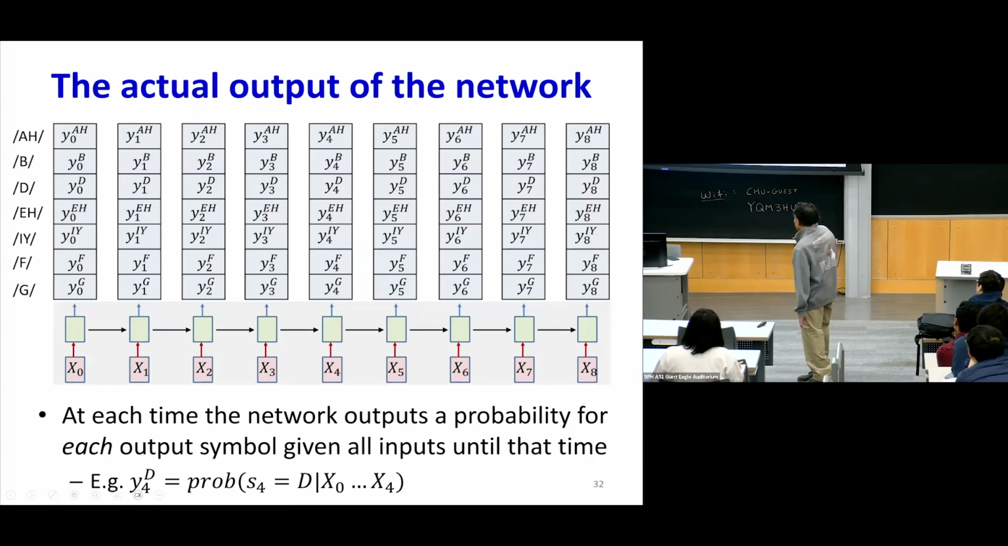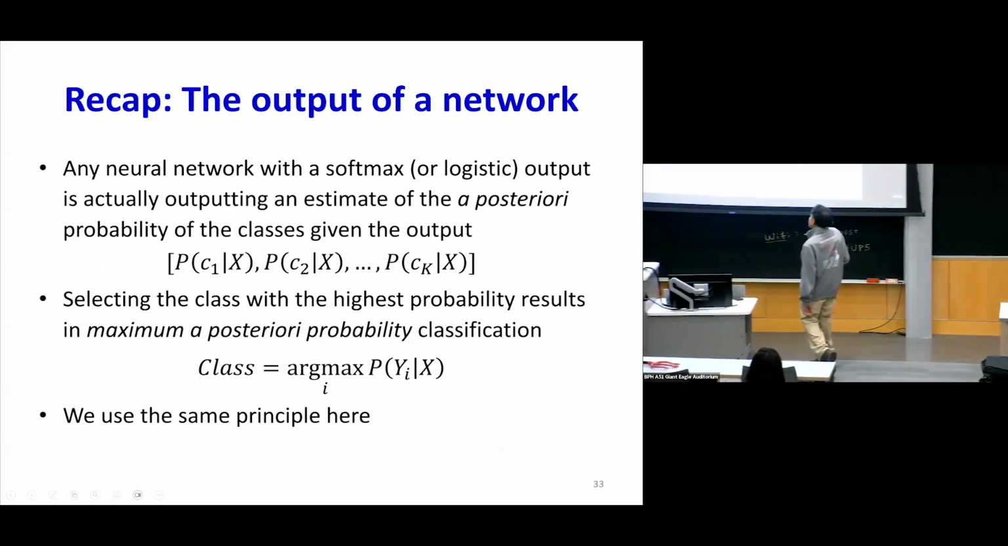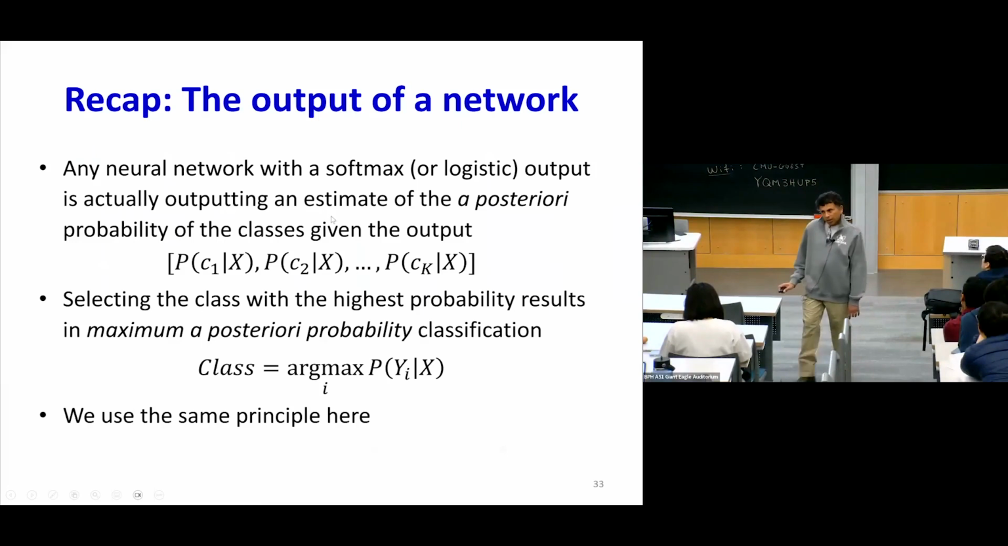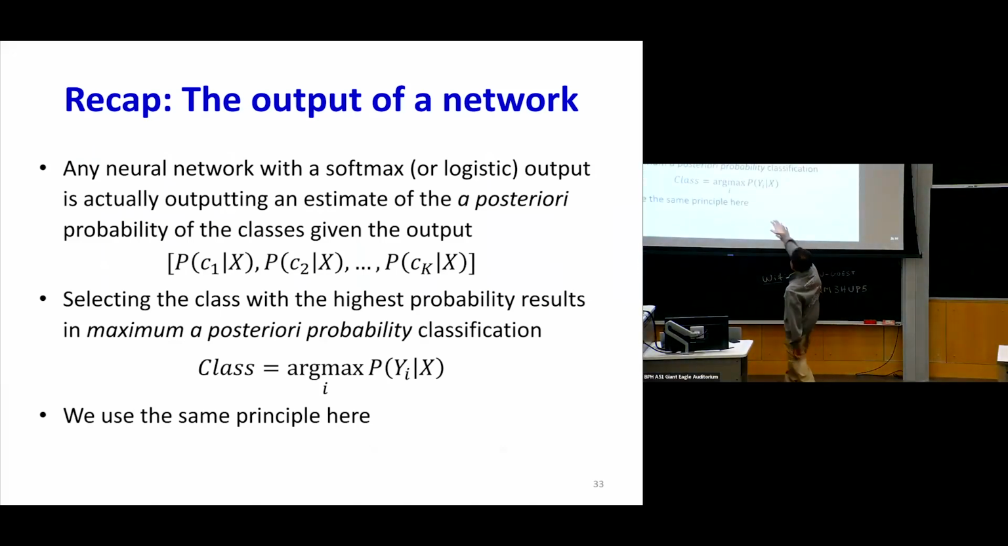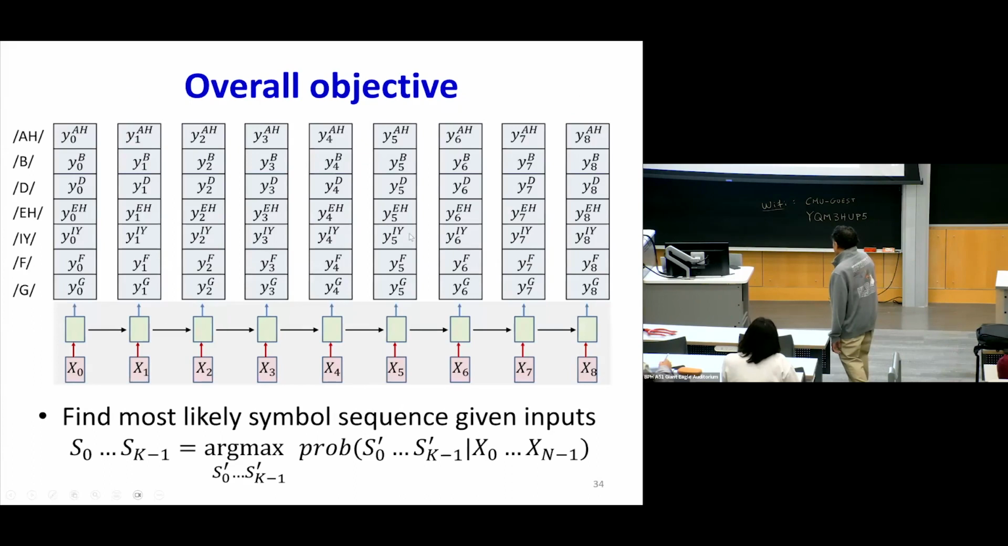Now again, the thing to remember is that a neural network with a softmax or logistic output is actually computing an estimate of the a posteriori probabilities of the classes given the input. And if you have a left to right neural network, it's actually computing the a posteriori probability of all the classes given all the inputs until that time, right? And your general approach of selecting the class with the highest probability is simply performing maximum a posteriori probability estimate classification, right? So it's a MAP estimate. We're going to use the same principle here.